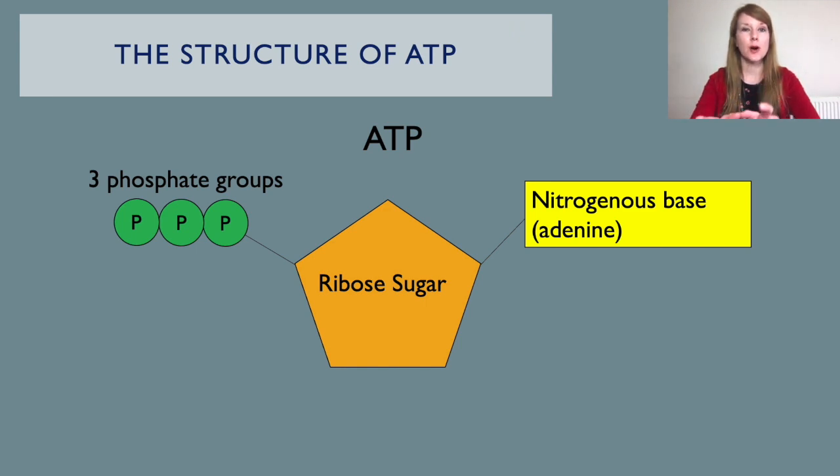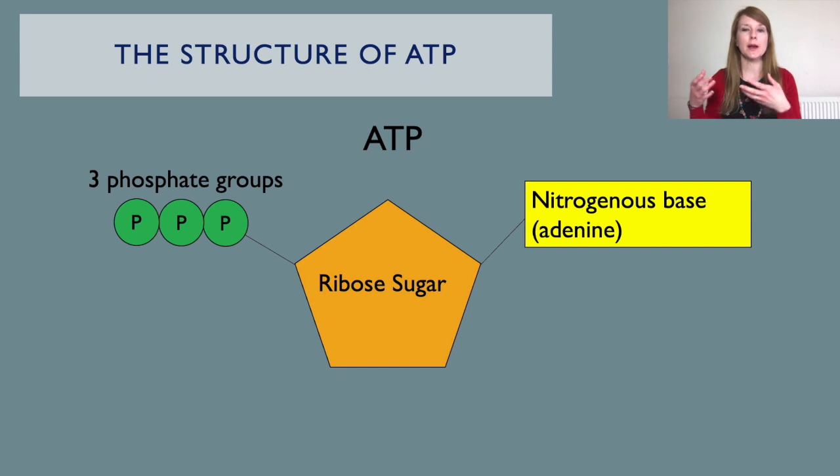So it has a ribose pentose sugar, same as in RNA. It has a nitrogen-containing base, and in ATP that's always adenine. And it also has a phosphate group attached. Now, instead of there being just one phosphate group, as there is in an RNA nucleotide, there are 3 in ATP. And these phosphate groups are what allow ATP to act as an energy source in the cell.